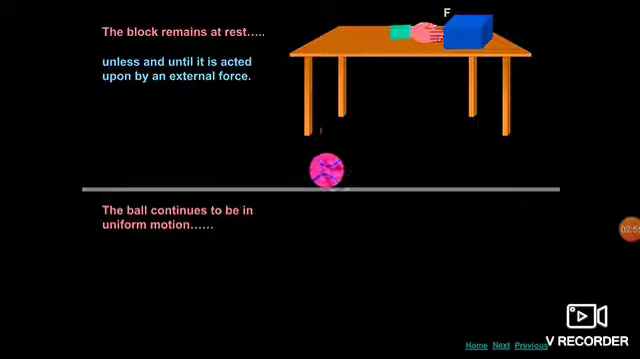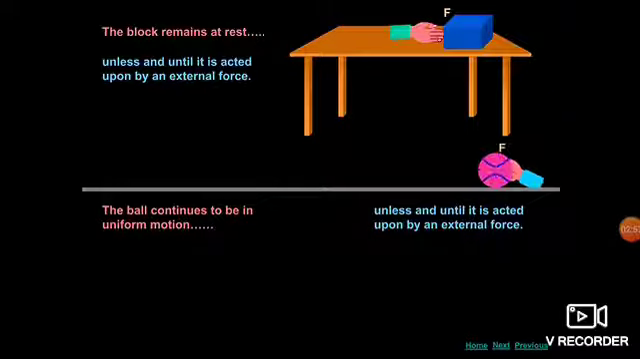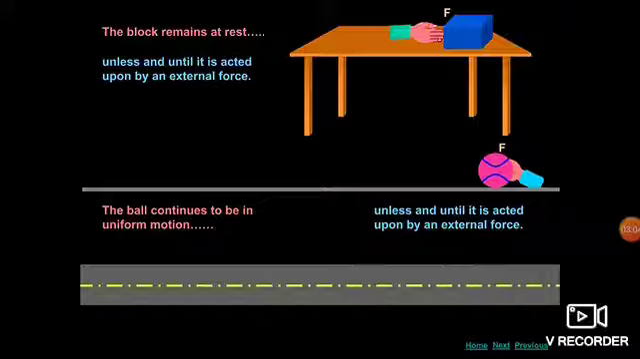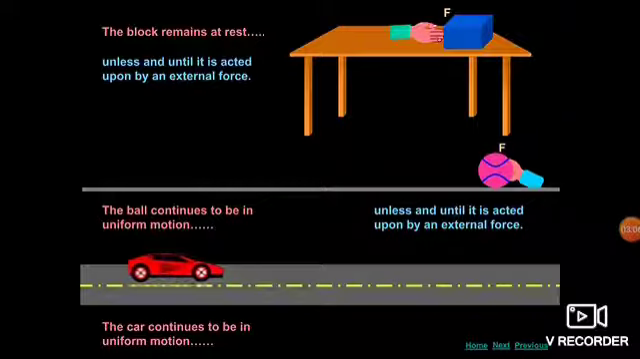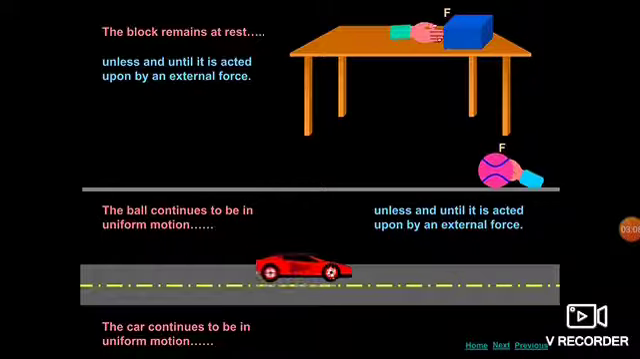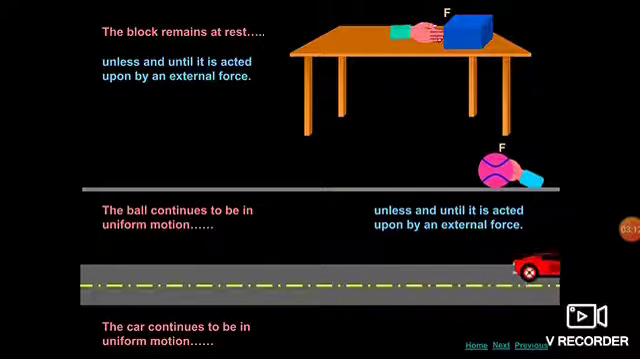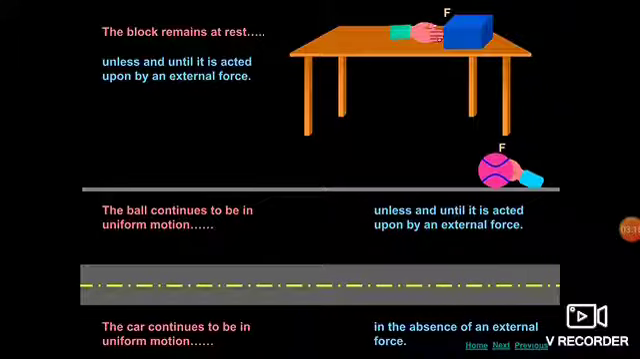Now we take another example. The ball continues to be in uniform motion until it is stopped by an external force. In the same way we can take another example. The car is moving, it continues in its uniform motion. If you have not applied the brakes or anything else, then it will remain in its motion. So it means in the absence of an external force, the car remains in its motion.